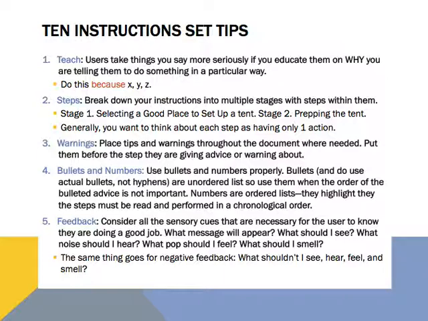The same thing goes for negative feedback. So what shouldn't I see, hear, feel, or smell? So, if the table is wobbly, that means that the bolts aren't tight enough. If the cake is flat, that means that there wasn't enough this added. Of course, in that situation, it's too late, but you get the point. You should also think about the key indicators that demonstrate that the step wasn't successfully completed. Let them know that that's an indicator that they need to go back and do that one.